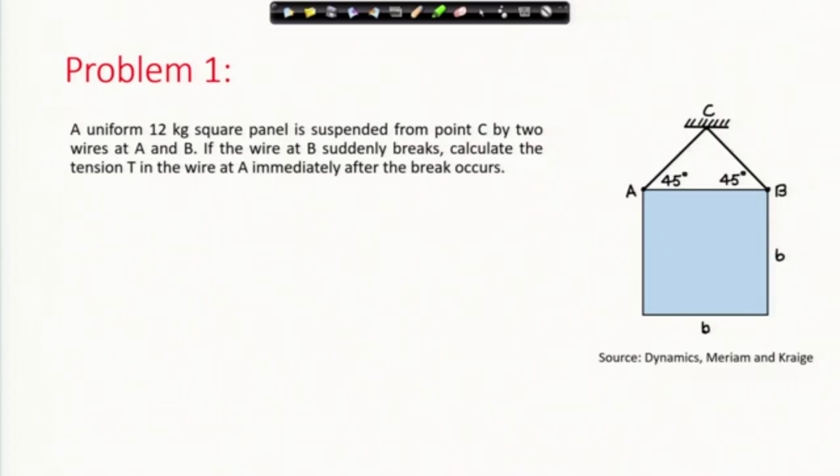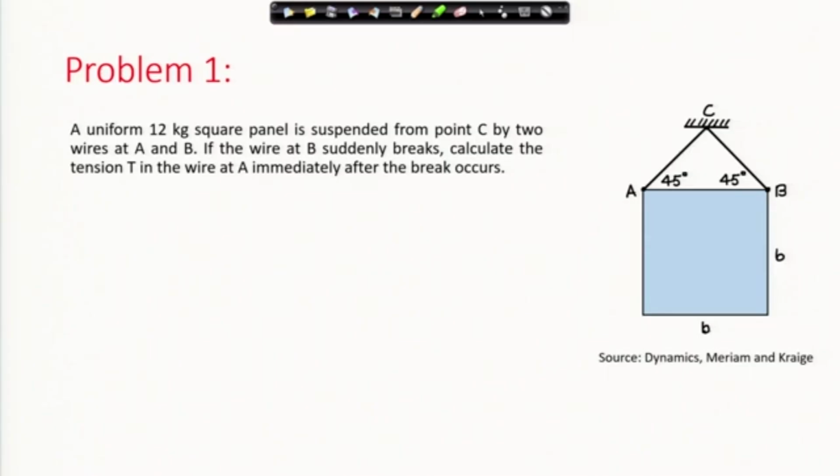This is the first problem, taken from the book of Meriam and Craig. It says a uniform 12 kg square panel is suspended from point C by two wires at A and B. If the wire at B suddenly breaks, calculate the tension T in the wire at A immediately after the break occurs.